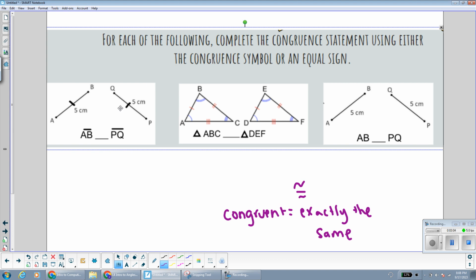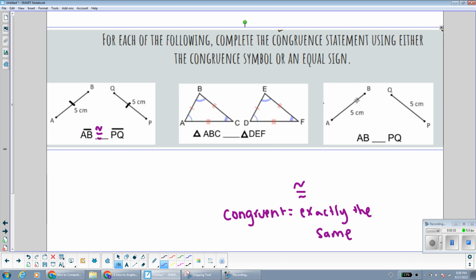Here in the first picture, I do see a congruence mark on both of the line segments, and I do see the bar on top of AB and PQ letting me know I'm talking about the line segments. So here I'm going to put a congruent symbol because we're talking about the line segments themselves. This says line segment AB is congruent to line segment PQ. We use congruence when we're talking about the line segments as a whole.